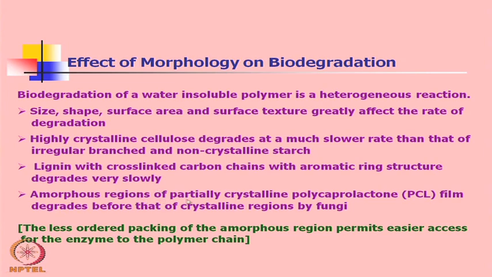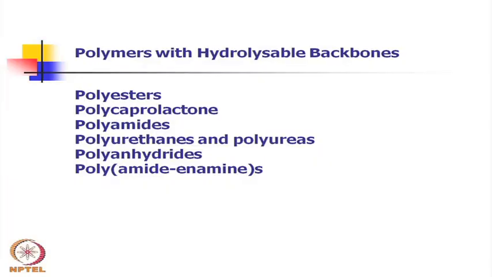Amorphous regions of partially crystalline polycaprolactone film degrade before the crystalline regions by fungi. So, it has been established that if a polymer is amorphous, it will be degraded faster. Now, let us see examples of polymers having hydrolyzable backbones, which can be degraded by hydrolysis. These are polyesters, polycaprolactone, another kind of synthetic polyester made from epsilon-caprolactone by ring opening polymerization.